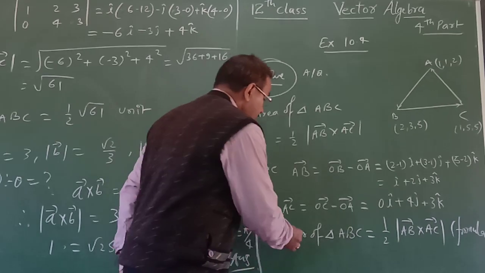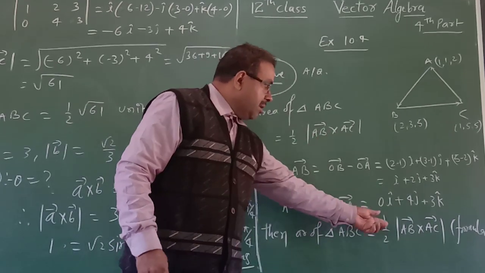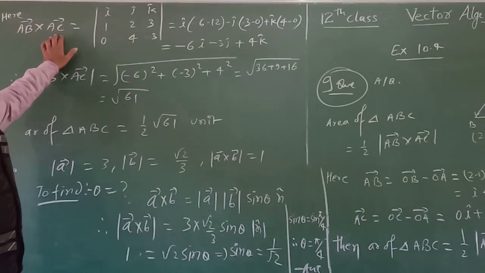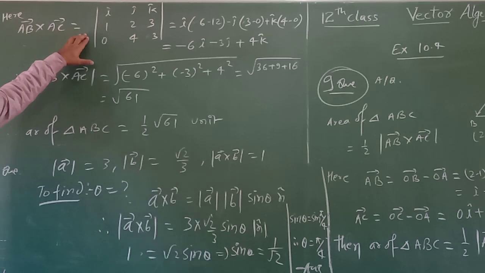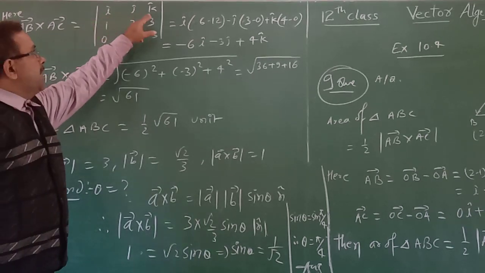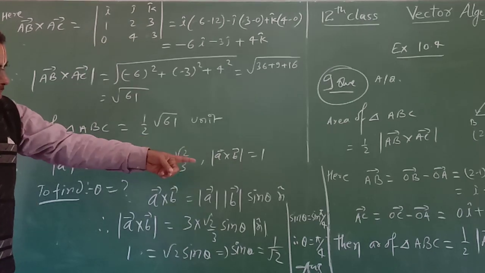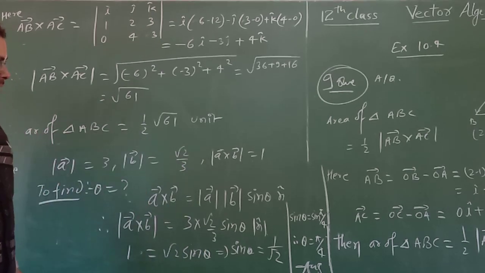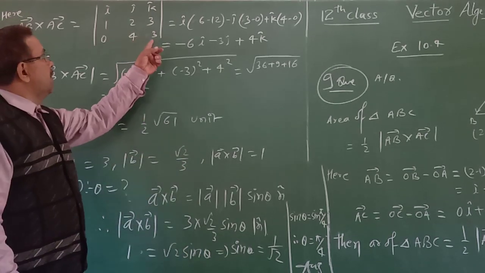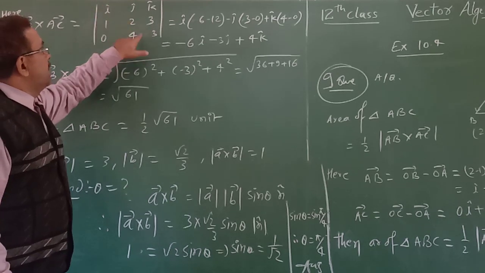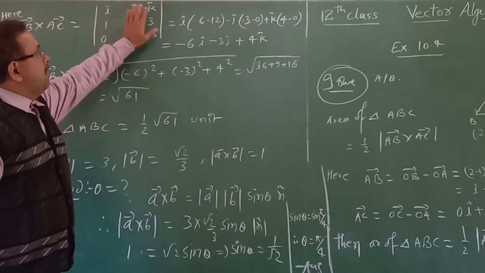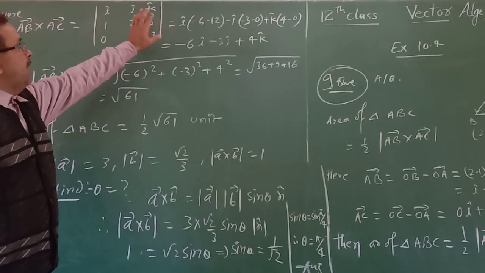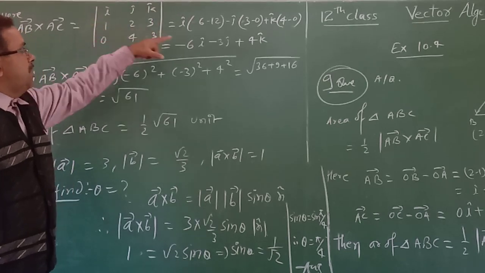So we need to find the area of the triangle. The formula is the same here, 1/2 AB cross AC. Now AB cross AC with the help of the determinant, we have i, j, k, and the coefficients of AB are 1, 2 and 3, and the coefficients of AC are 0, 4 and 3. So i into (2 times 3 is 6 minus 12), minus j in bracket (3 minus 0), and plus k is here (4 minus 0).